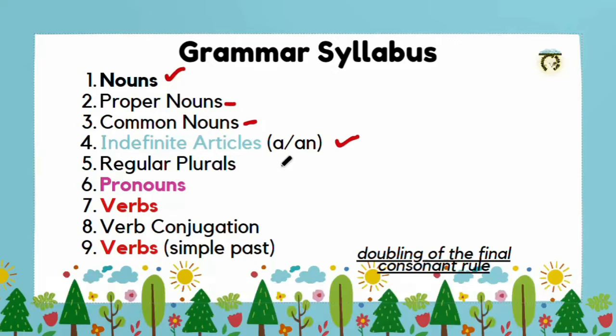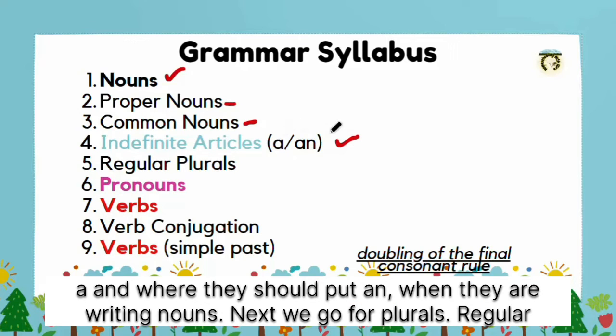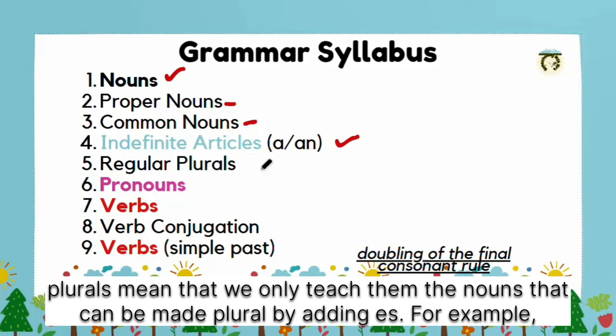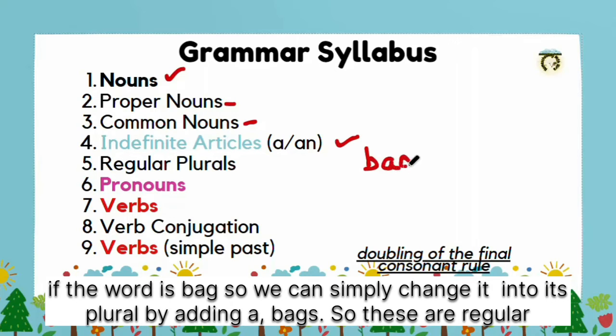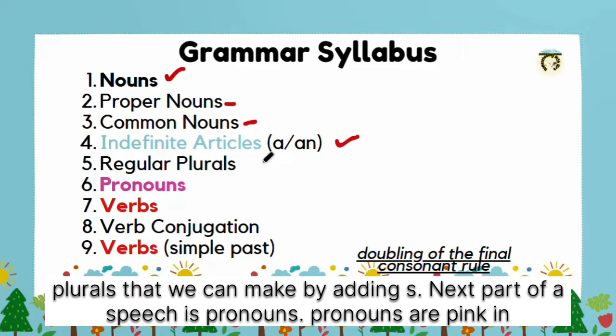We don't tell kids that they are articles, but we give some exercises to them so they can identify where they should put a and where they should put an when they are writing nouns. Next, we go for plurals. Regular plurals mean that we only teach them the nouns that can be made plural by adding s. For example, if the word is bag, we can simply change it into its plural by adding s, bags. So these are regular plurals because we have different kinds of plurals. In the first stage, we will only give them the plurals that we can make by adding s.